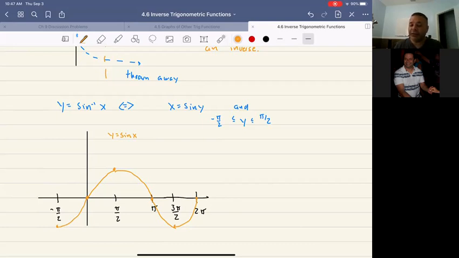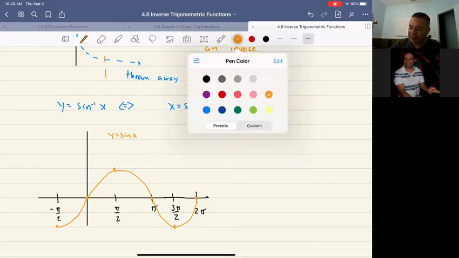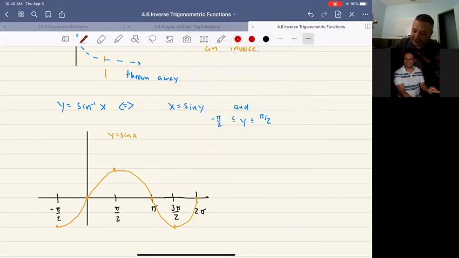Now, when I do the inverse sine, I have to make sure that my original function passes the horizontal line test, or my inverse function passes the vertical line test. So I'm going to cut it off here, and cut it off here, because sine would continue going, but I just want this region so that it passes the horizontal line test. Now for my inverse function.